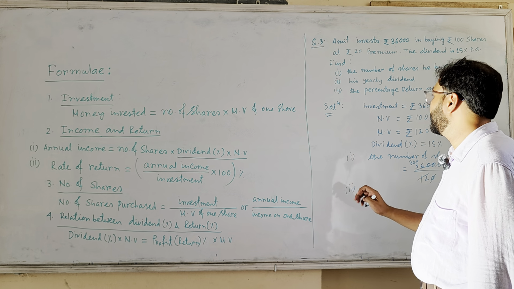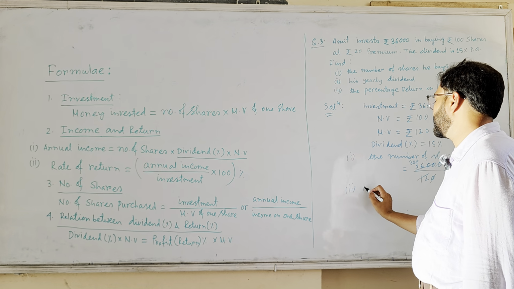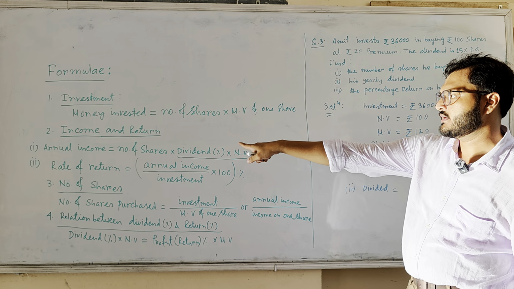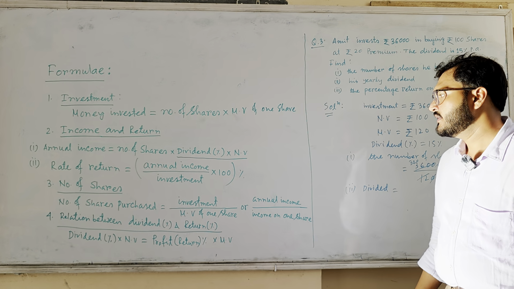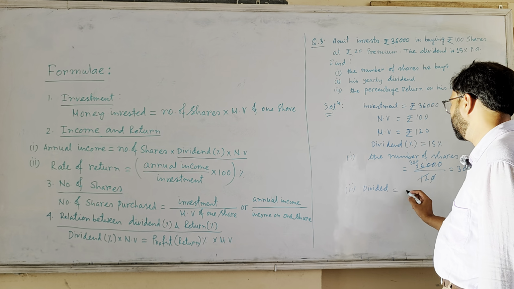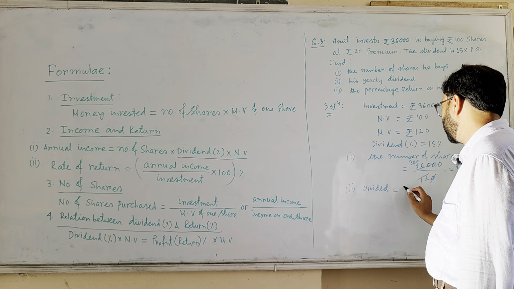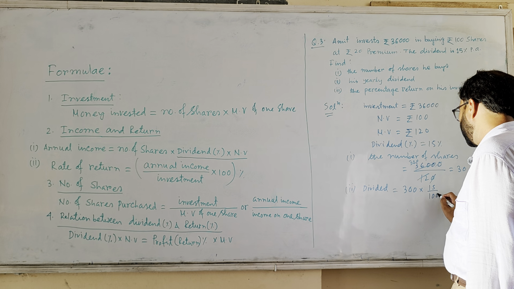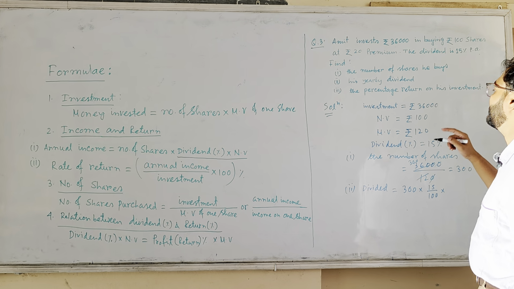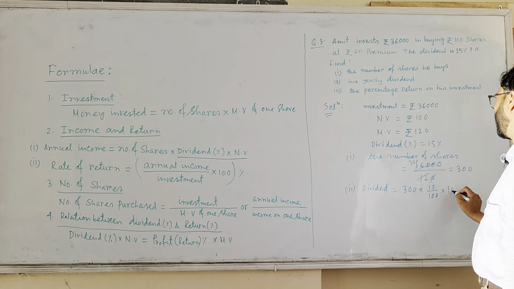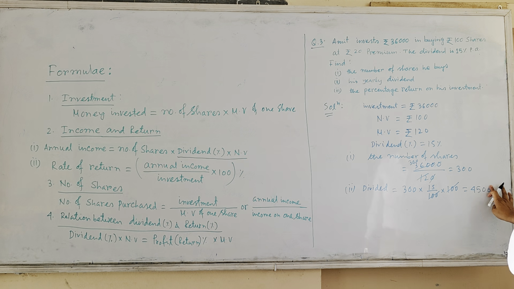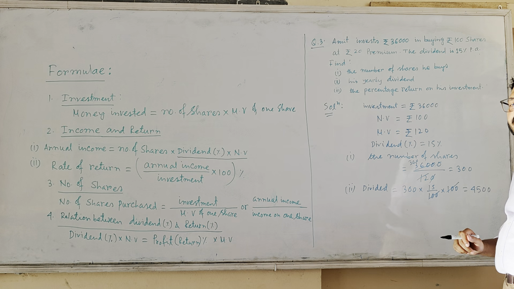The next is his yearly dividend. The dividend equals annual income, which is number of shares into dividend percentage into nominal value. I am not writing all the things, just go through it. 300 shares, dividend percentage is 15, so 15 by 100 into the nominal value. We know the 100 gets cancelled out, and we get 4,500. This is the dividend.